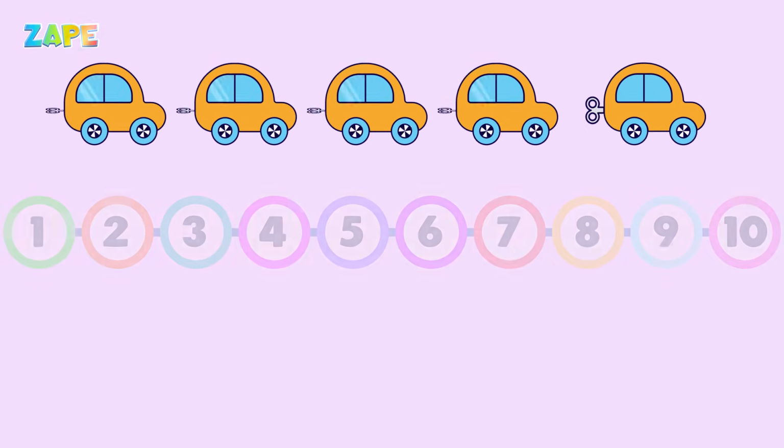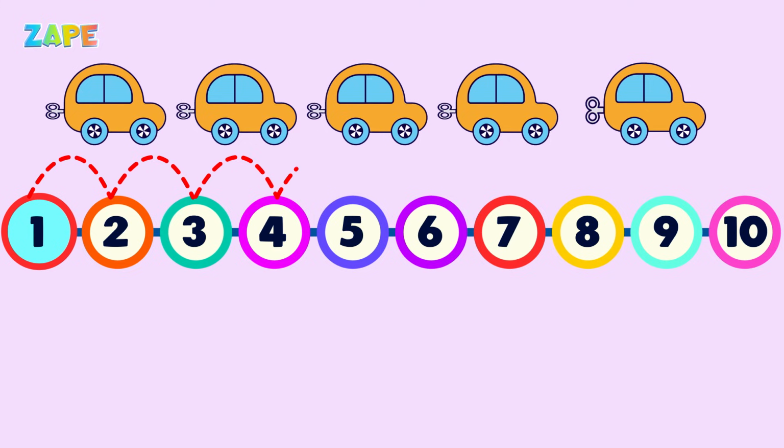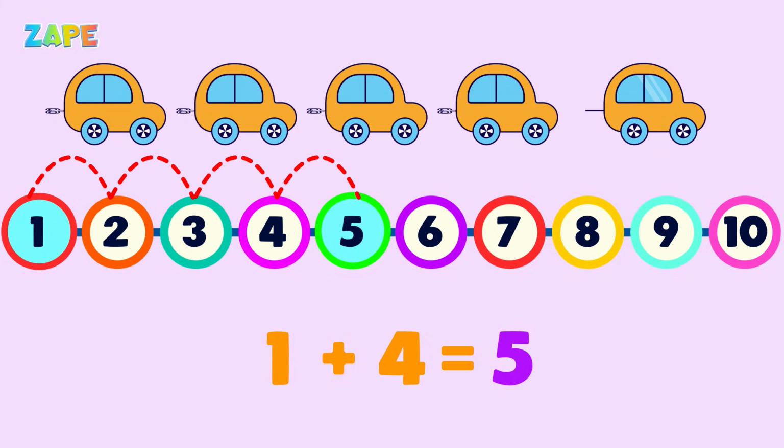Imagine you have one toy car, and you get 4 more. Let's use the number line to see how many you have now. Start at 1, hop 4 times. 1, 2, 3, 4, and we land on 5. So you have 5 toy cars now.